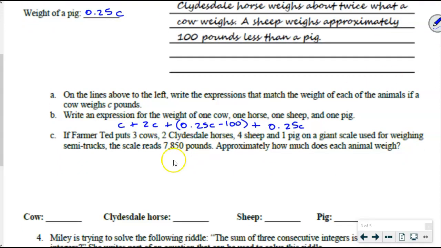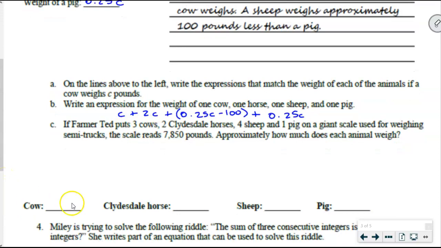Farmer Ted puts 3 cows, 2 Clydesdale horses, 4 sheep, and 1 pig on a giant scale used for weighing semi-trucks. The scale reads 7,850 pounds. Approximately, how much does each animal weigh? So we need to adjust this expression because this expression was just for one of each. But we now have 3 cows, 2 Clydesdale horses, 4 sheep, and 1 pig. I'm going to put you guys to work in groups. I want you to write the equation, and I'm going to give you enough time. I also want you to solve it, and we're going to come back just to check answers. So with your groups, find out how much each animal weighs. Ready, set, go.